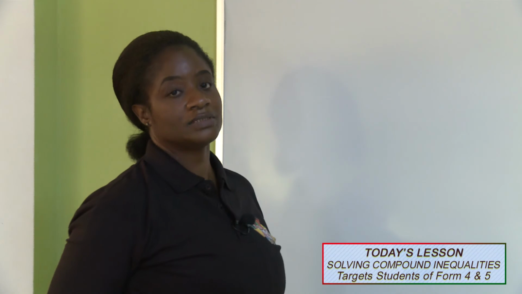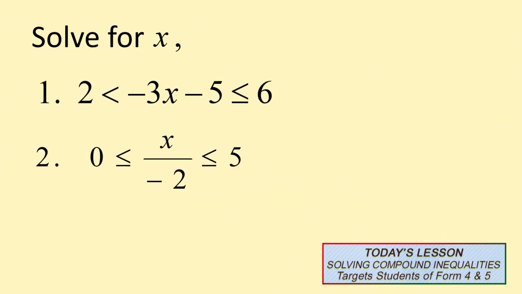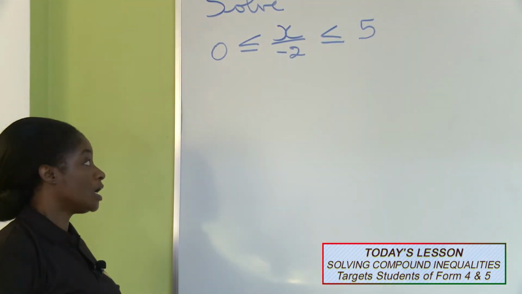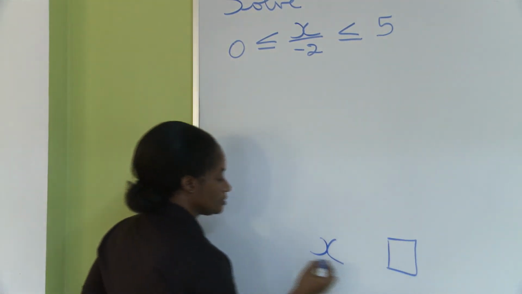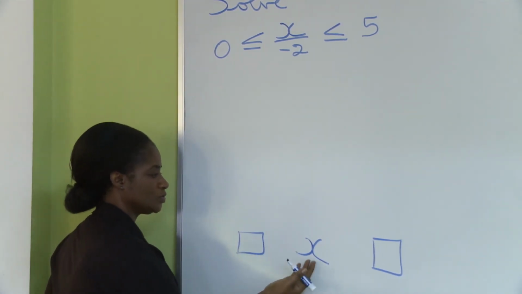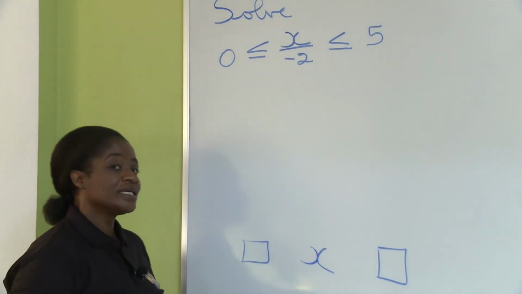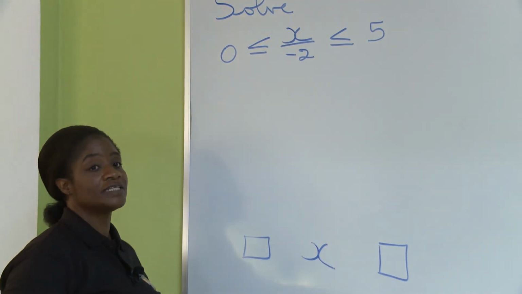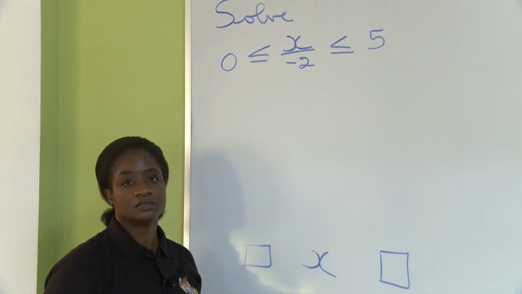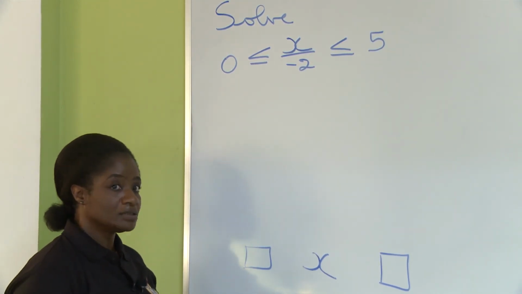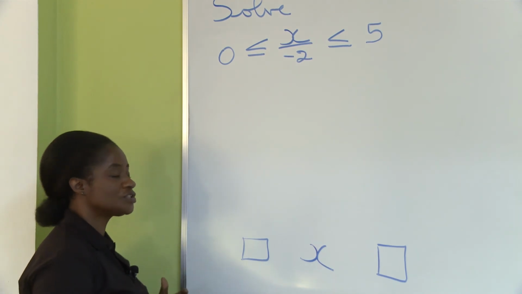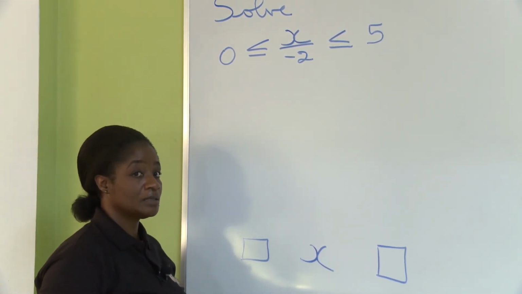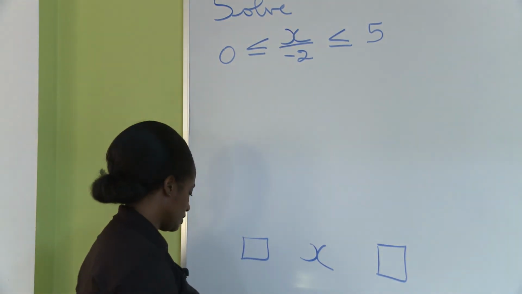So let's attempt our second task. It reads, x divided by negative 2 is less than or equal to 5, which is greater than or equal to 0. Our objective is to isolate x. So we'll have x, some sign, and the number, some inequality sign, and the number. So x must be the subject. We need to get rid of negative 2. The operation of negative 2 in this expression here is division. So the reverse of division is multiplication. It therefore means that I need to multiply each one of the three parts of the inequality by negative 2. So let's do that.